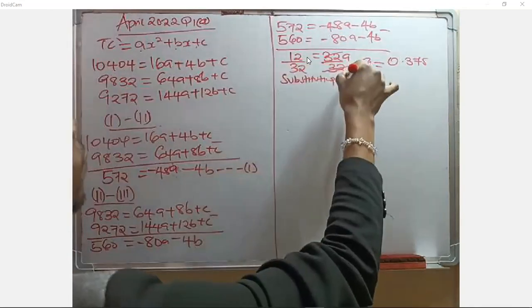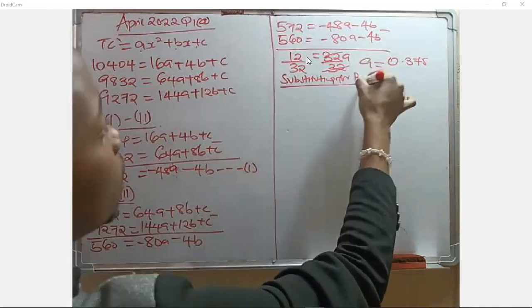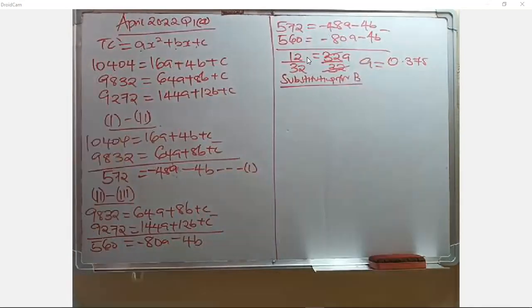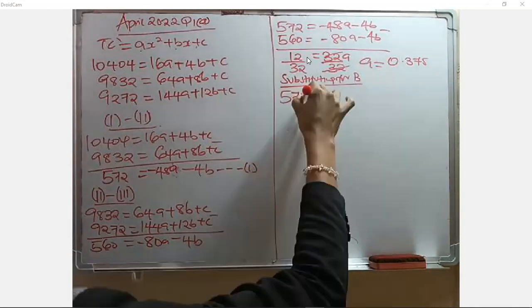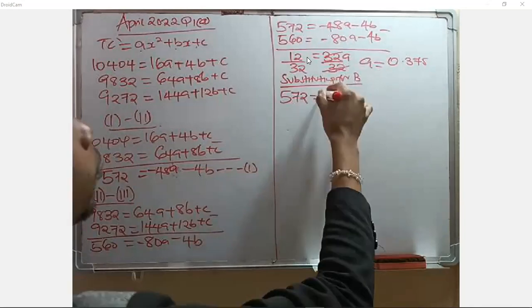Let me substitute for B. In this case, we say 572 equals negative 48 multiplied by 0.375.